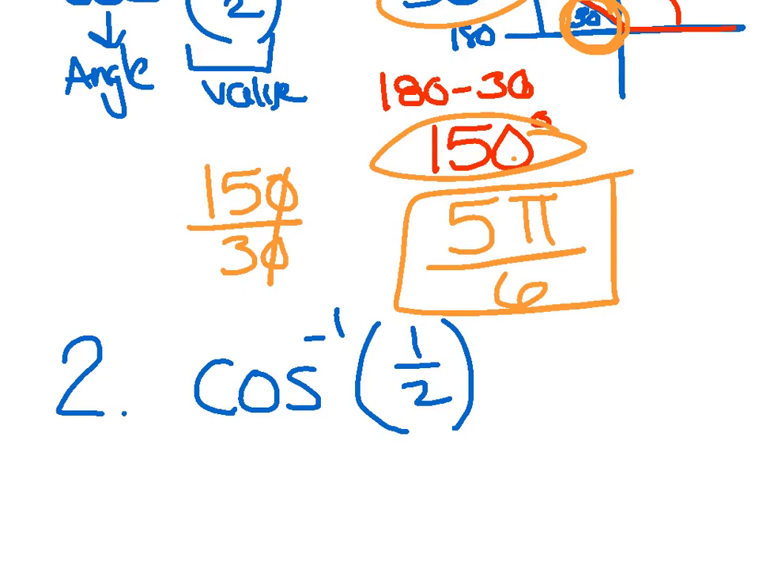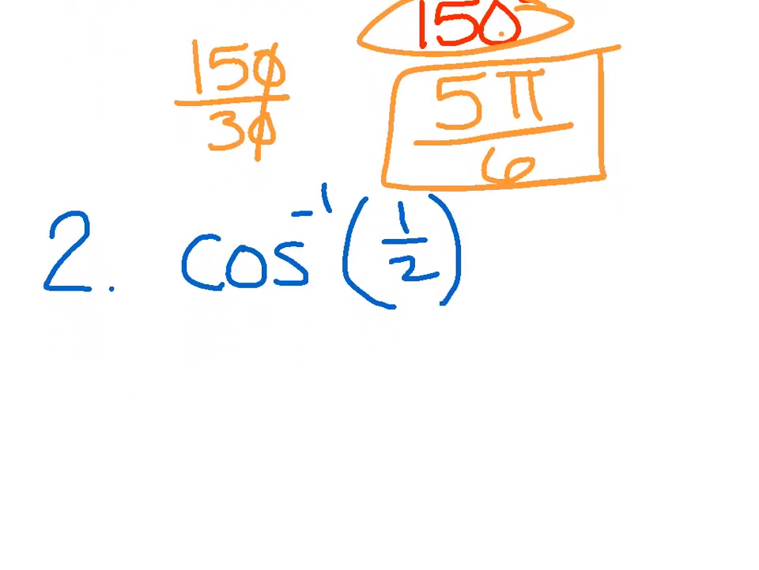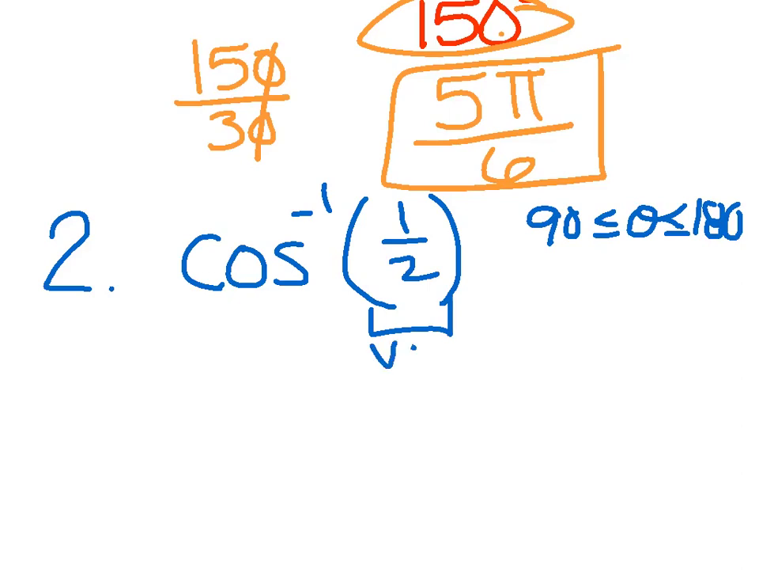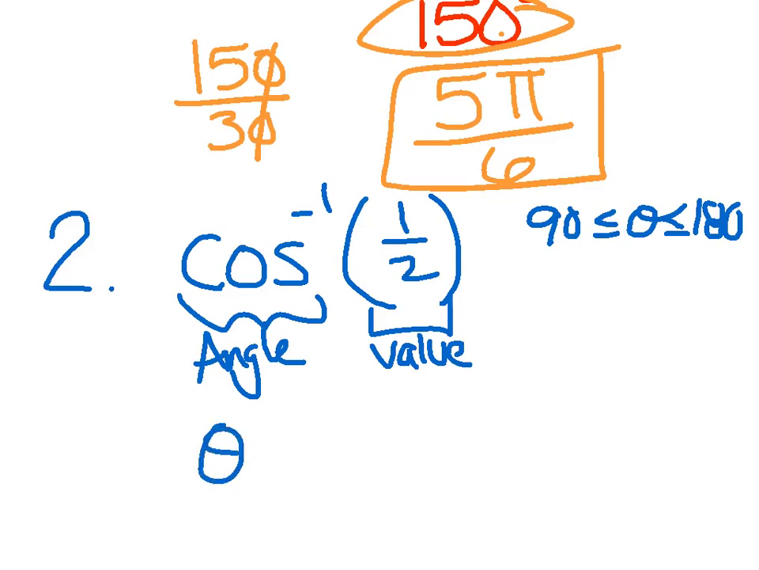Let's try another one. Cosine inverse equals 1/2, and we're still going to go with the domain 0 to 180. Okay, so again, this is the value from the table. This is telling you to find the angle. So close your eyes, picture the chart. The cosine of who is 1/2? Hopefully you're saying cosine of 60 degrees.